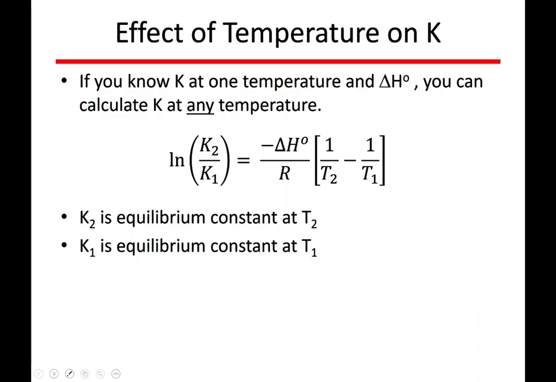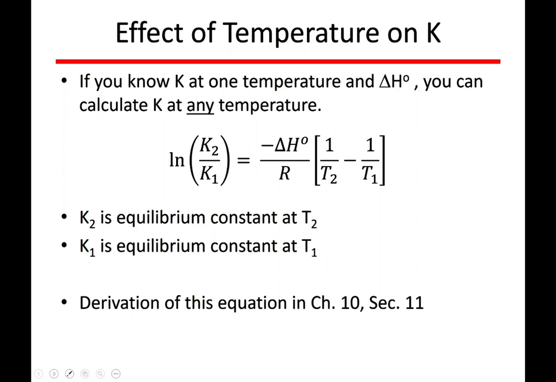In this equation, K2 represents the equilibrium constant at the new temperature, and K1 represents the equilibrium constant at the initial temperature. If you want to see a derivation of this equation or a proof of where it all comes from, I'll refer you again to section 11 of chapter 10, which goes through where this equation comes from.